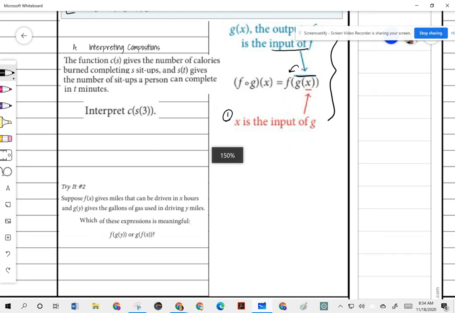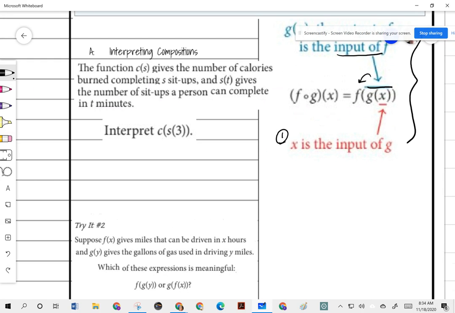All right, so here we go with A. It says the function c of s gives the number of calories. So c is going to be the number of calories burned while completing s sit-ups. Okay, so calories burned completing s sit-ups. And s of t gives the number of sit-ups a person can complete in t minutes. Okay, so we are supposed to interpret c of s of 3.